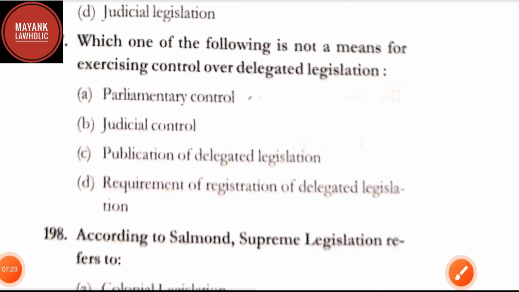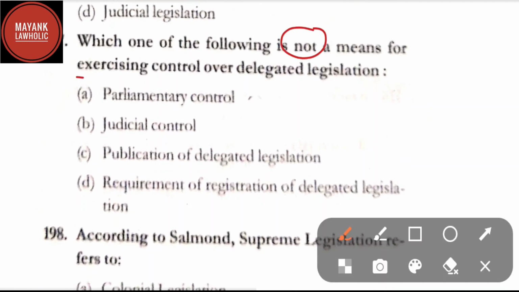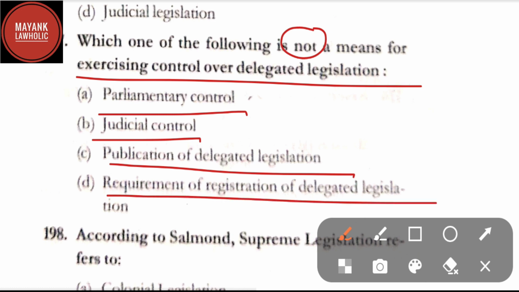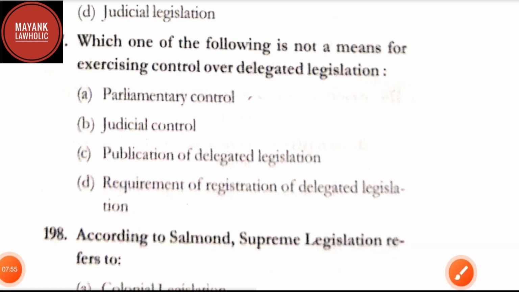Question number 197. Which one of the following is not a means for exercising control over delegated legislation? Option A, parliamentary control, option B, judicial control, option C, publication of delegated legislation, and option D, requirement of registration of delegated legislation. Here in question number 197, the correct answer is option D. Requirement of registration of delegated legislation is not a means of exercising control over delegated legislation, whereas parliamentary control, judicial control, and publication of delegated legislation are means for exercising control over delegated legislation.